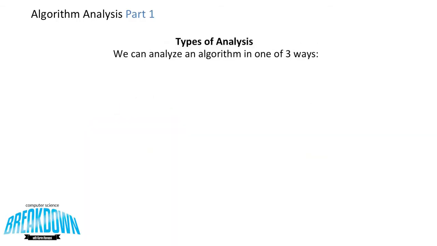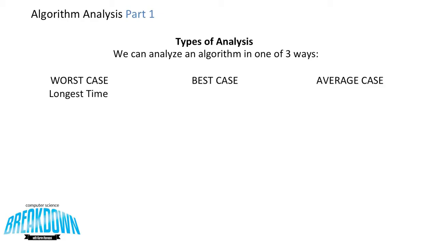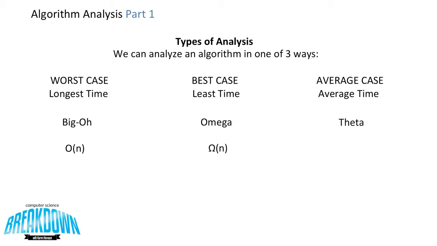There are three major ways to analyze an algorithm. There's the worst case, the best case, and the average case. The worst case is the longest time, and it's represented by big O notation, which is drawn like this. The best case is the least amount of time, and average case is the average amount of time. Best case is denoted by omega notation, and it's written like this. Average case is denoted by theta notation, and it's written like this.